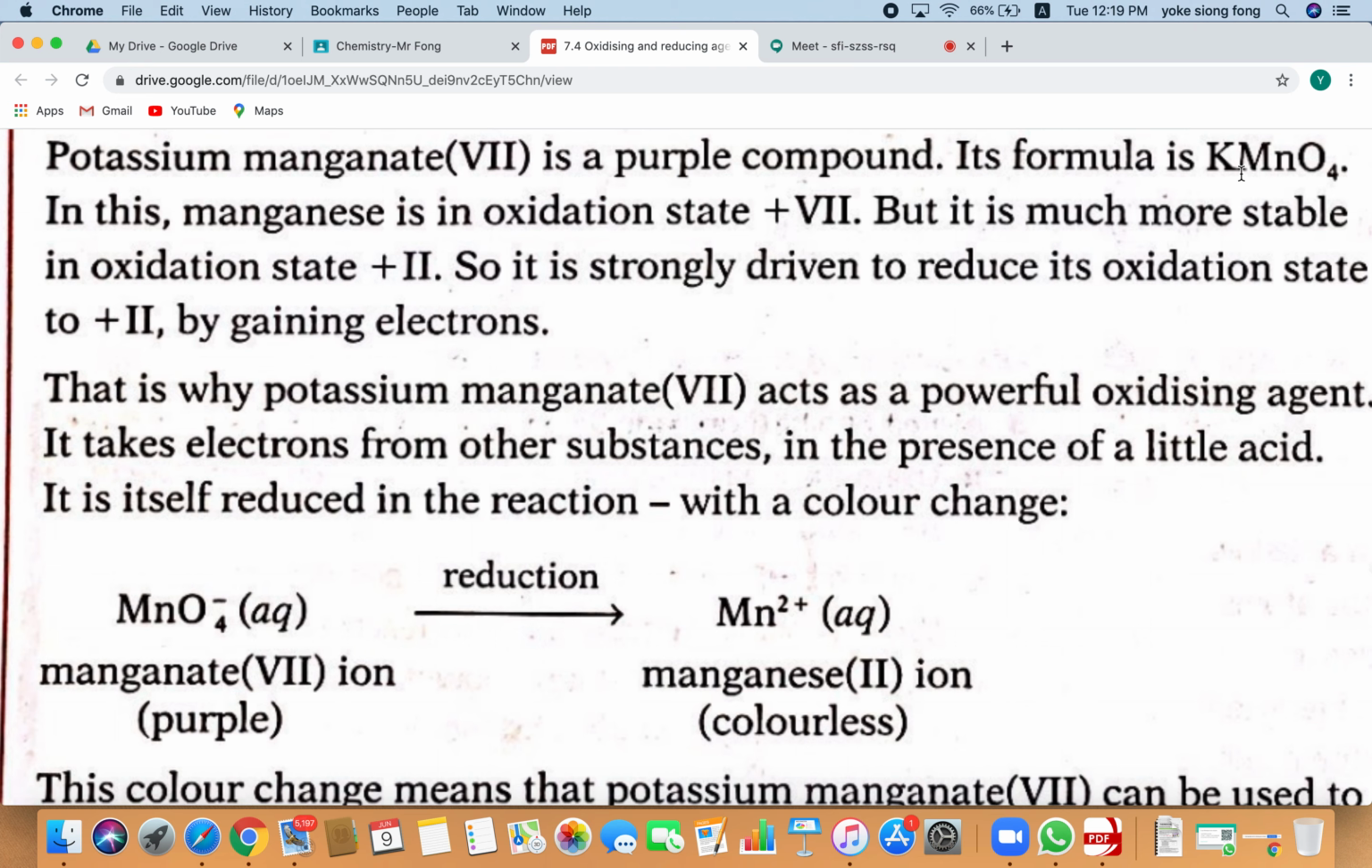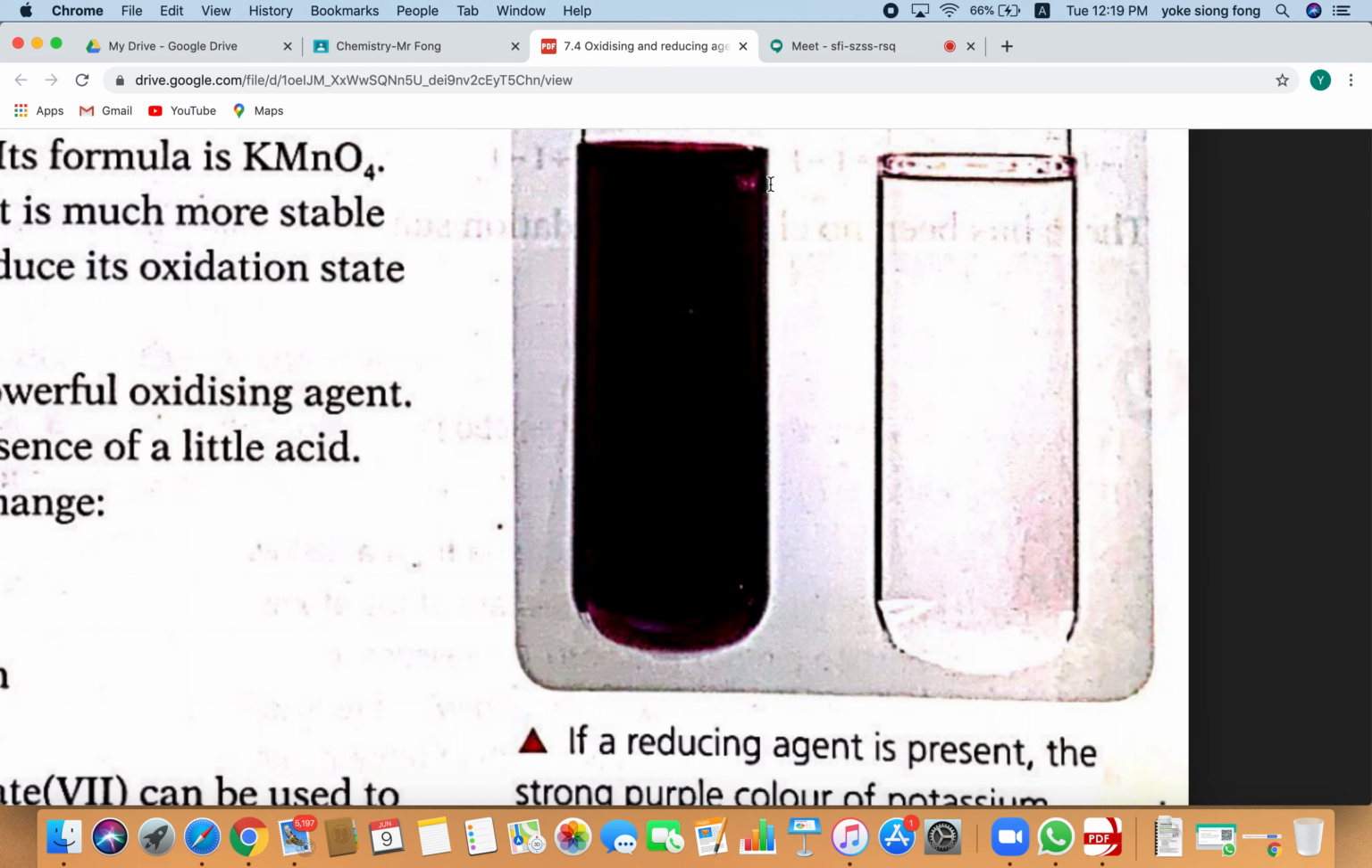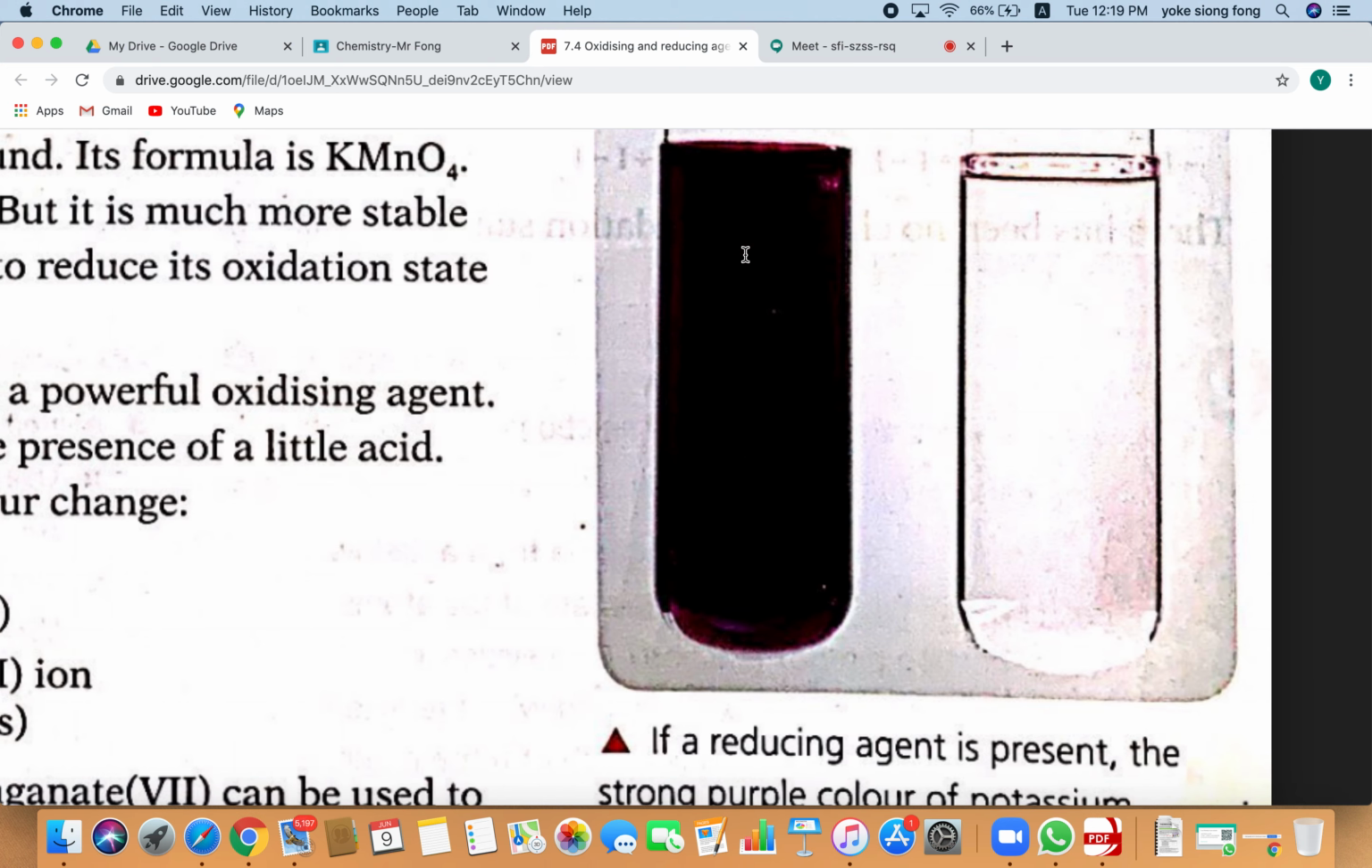And what is the color for this chemical? It's purple color. Maybe you look a bit dark here because when I scanned it, it may not be that perfect. You can look at your own textbook. You can see it's dark purple. When very dark, close to black, but it's not black, it's dark purple color, strong purple color here.